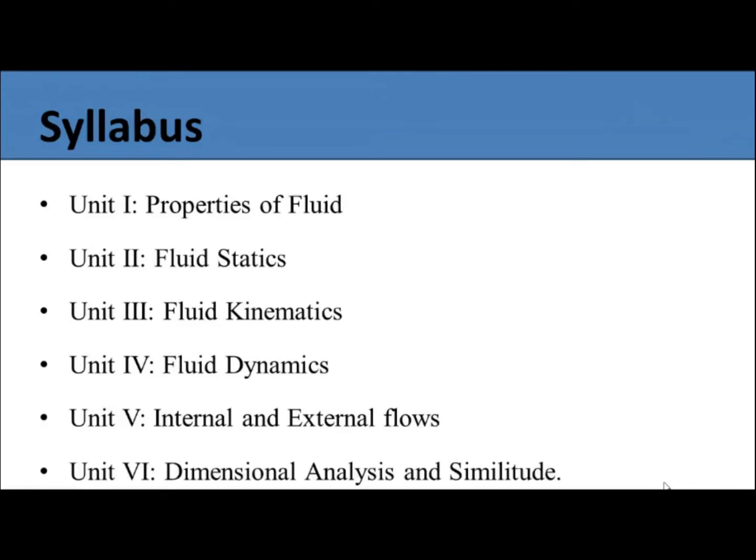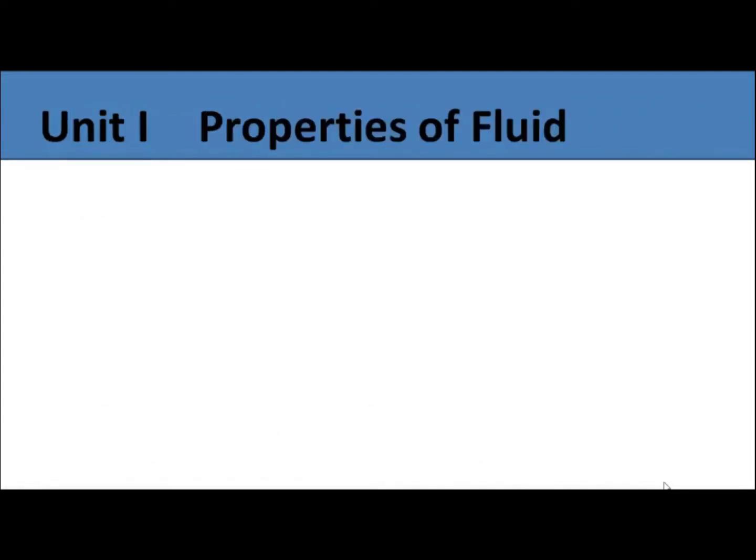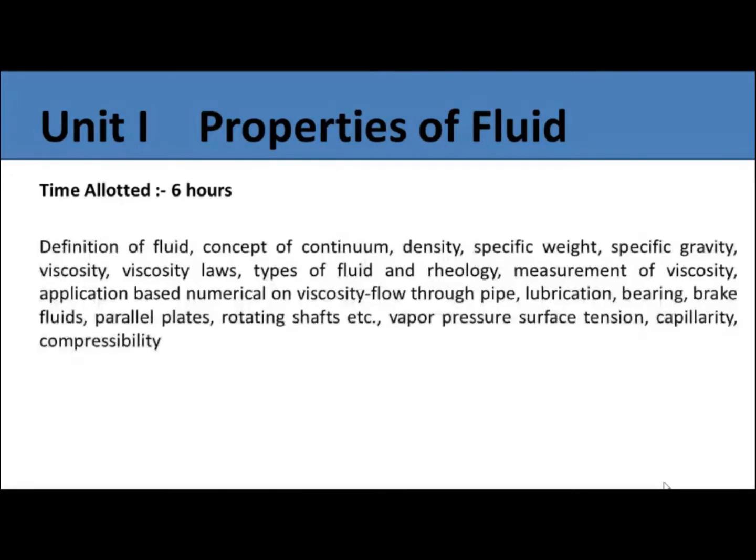Then the last unit, which is one of the simplest units, will be dimensional analysis and similitude. So this will be the sixth unit which you are going to learn in fluid mechanics. Our unit number one, which we are going to start today, is properties of fluid. This is actually a very small and simple unit, and the time allotted to this unit by the university is 6 hours. So this is the syllabus of properties of fluid, unit number one.